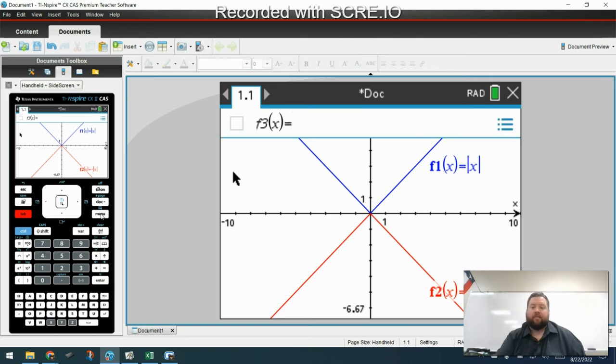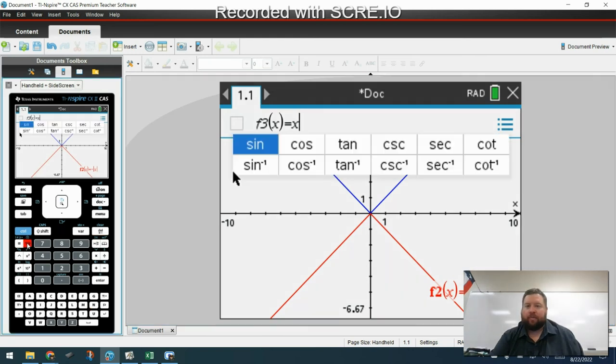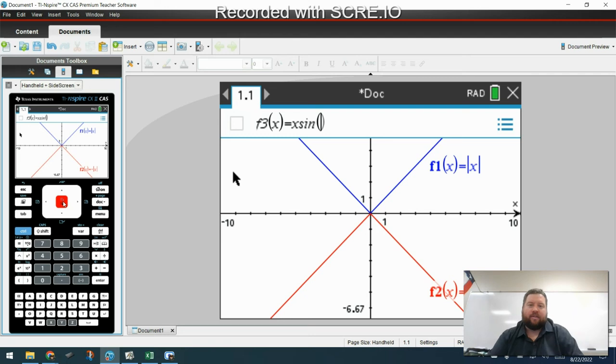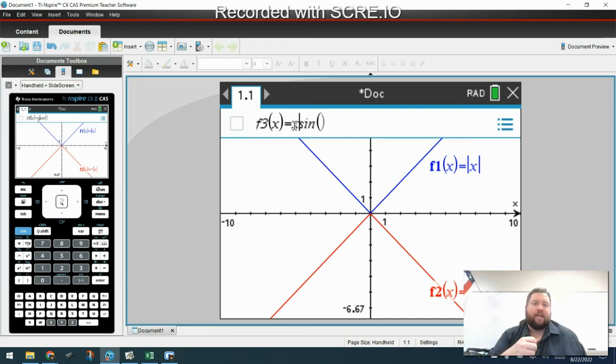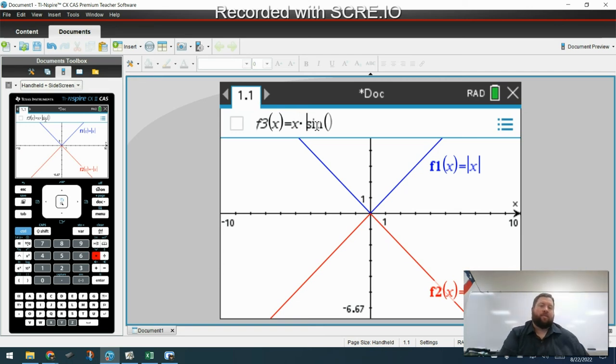And so f3 is going to be x, and then you have to be careful in the Inspire. If you just do sine right afterwards, here, let me get it from the trig menu. So trig, sine. See how it's italics like that? Italics means the calculator does not recognize what you typed in. The reason is that it's thinking that x sine is a function called x sine, and it's not recognizing that it's x multiplied by sine. So you actually have to type your own multiply symbol in there, and see how the sine went to regular print. Now the calculator recognizes this.